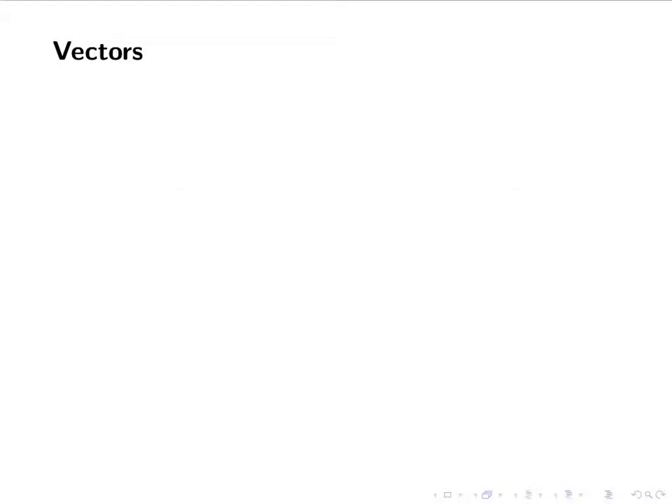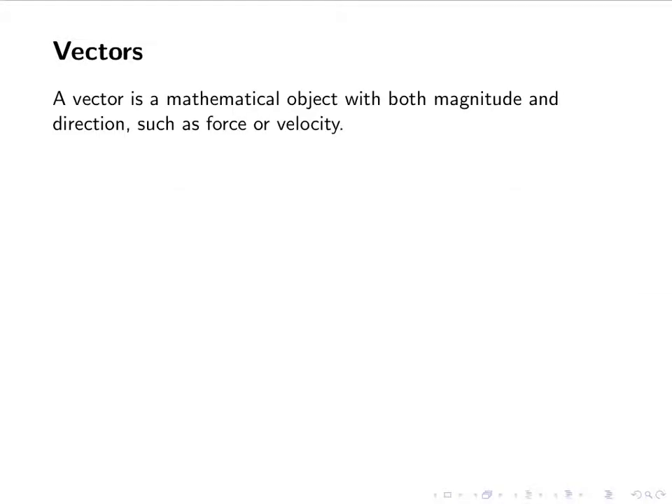Hello everyone, today we're going to look at vectors. A vector is a mathematical object with both magnitude and direction, such as force or velocity. So the difference between speed and velocity is that while they both have a magnitude, only velocity has direction.